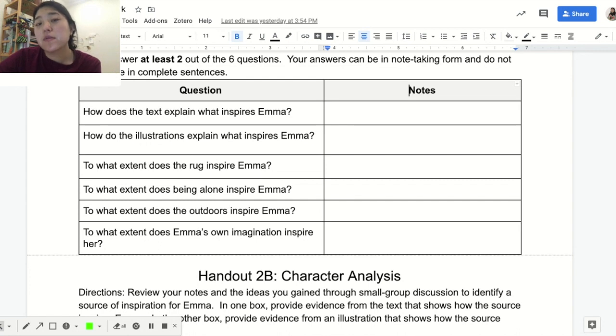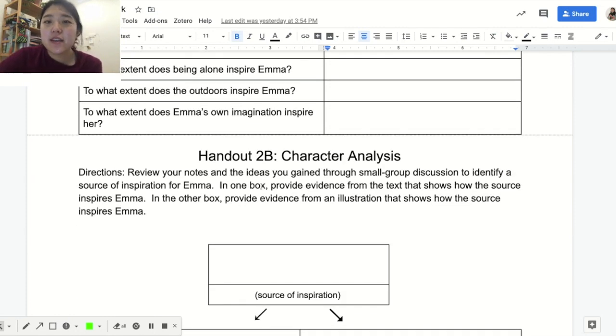To what extent does being alone inspire Emma? To what extent does the outdoors inspire Emma? And to what extent does Emma's own imagination inspire her? Okay, and so when you think of to what extent, I want you to think of how. How does the rug inspire her? How does being alone, the outdoors, her own imagination? Okay, so again, just 2 out of the 6 of those questions are the ones you need to answer.